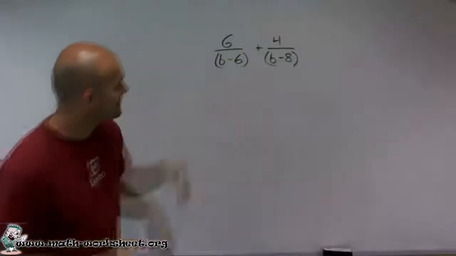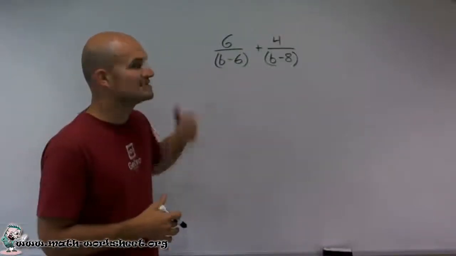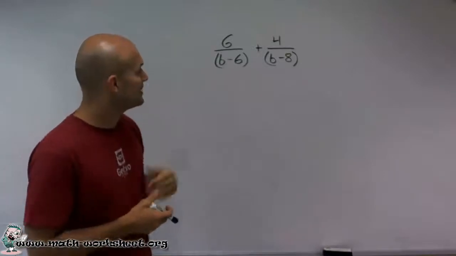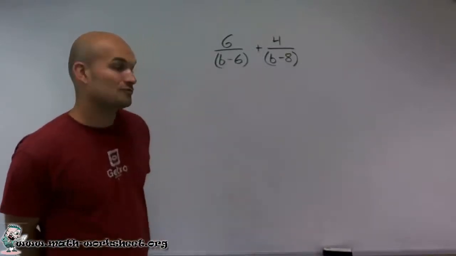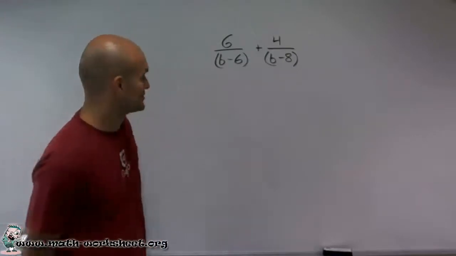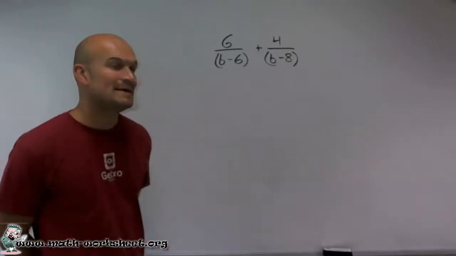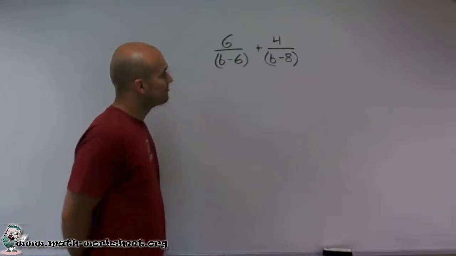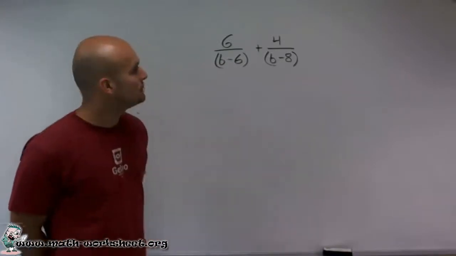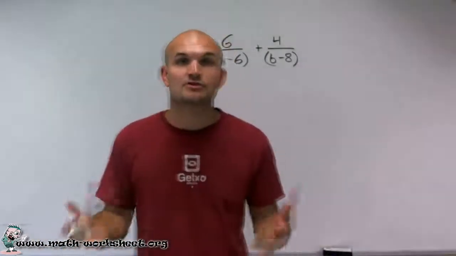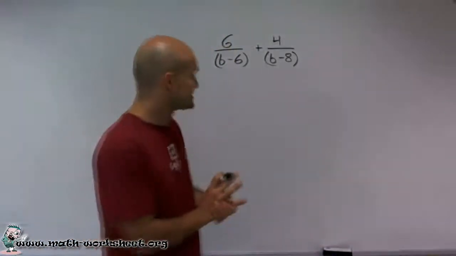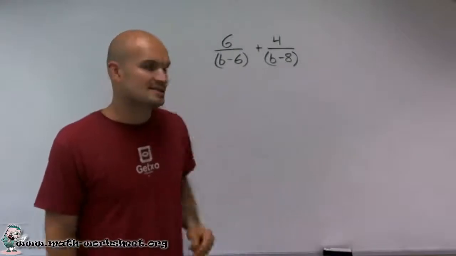Welcome. What I want to do today is show you how to simplify this rational expression. So what I have here is adding these two rational terms: 6 divided by b minus 6, plus 4 divided by b minus 8. The important thing we need to understand is we have two rational terms, or fractions, and we have an operation which is addition.